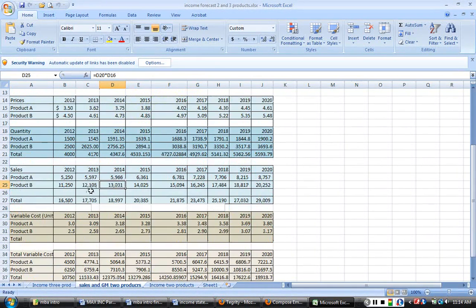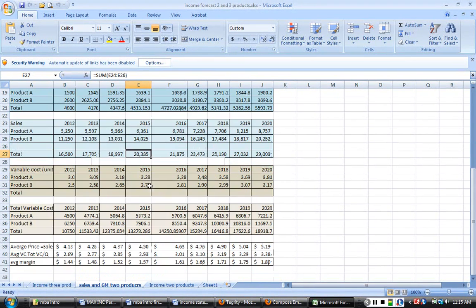Then you add them up. Basically you're adding up this, and you're getting the total for 2014. And so these are the totals for each year for product A and product B.